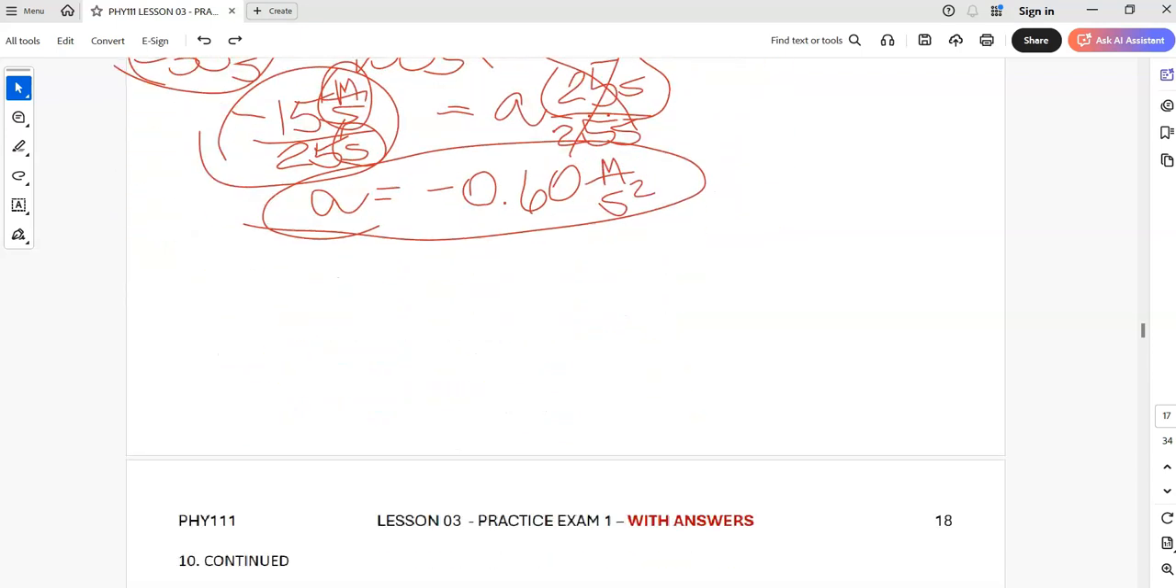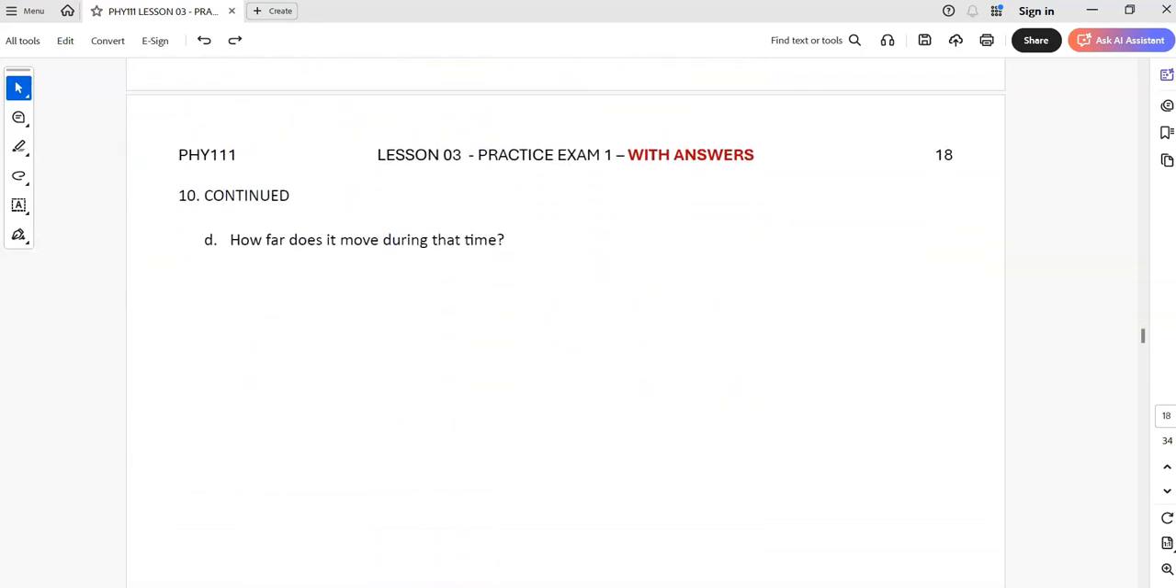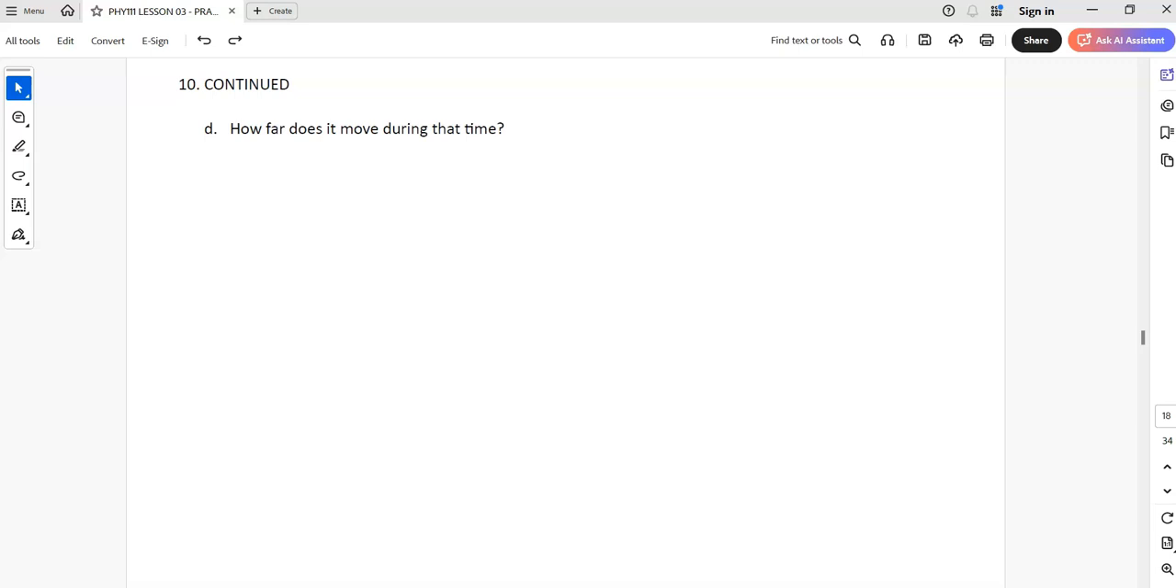So let's scroll down to see the remainder, same problem. The last part of this problem says how far does it move during that time? Okay, how far does it move? You're being asked for a distance or a displacement. You're not asked for a time, you're not asked for a velocity or an acceleration. You're asked for how far it moves, and that's the remaining variable we haven't calculated. We know the other four variable answers. We know those values. We just don't know the displacement.